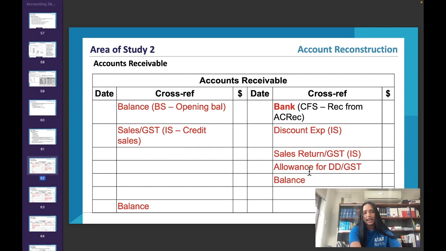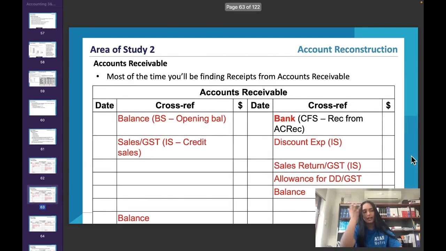And then on the credit side, we have a receipt from accounts receivable, which the cross-reference is just bank, discount expense, sales return if a customer purchases on credit. We make a credit sale and then the customer returns the inventory. And we also have allowance for doubtful debts. And then the closing balance, of course.